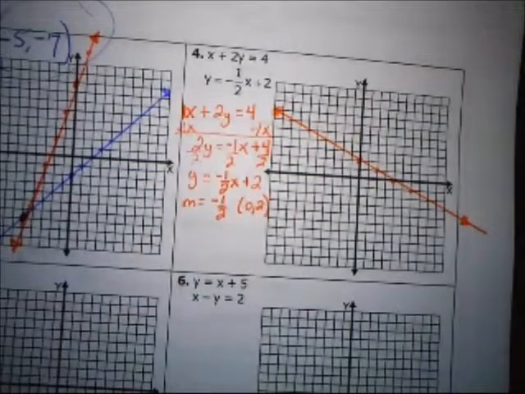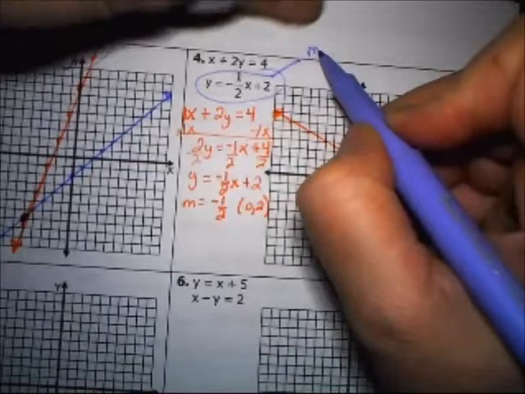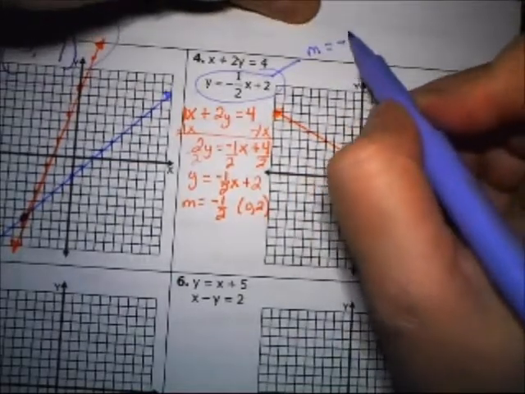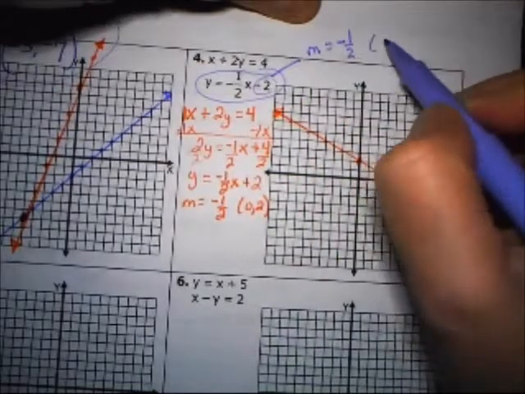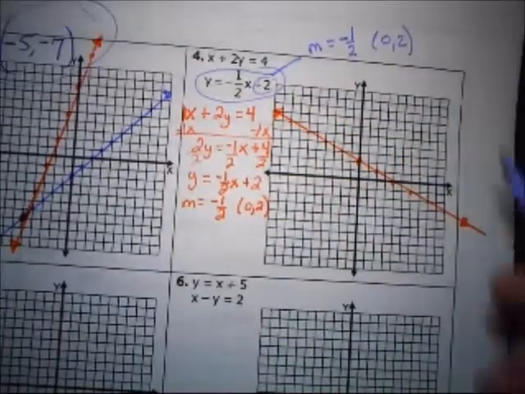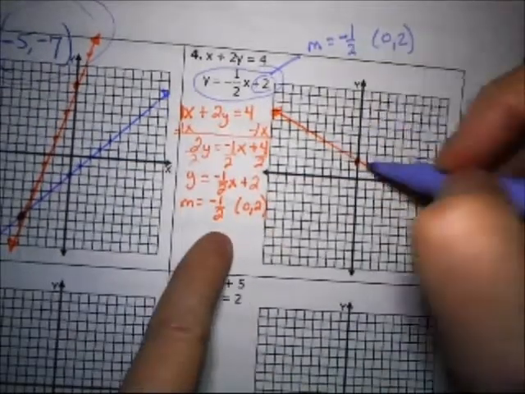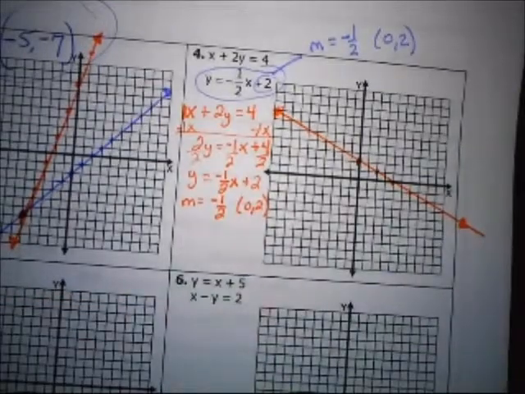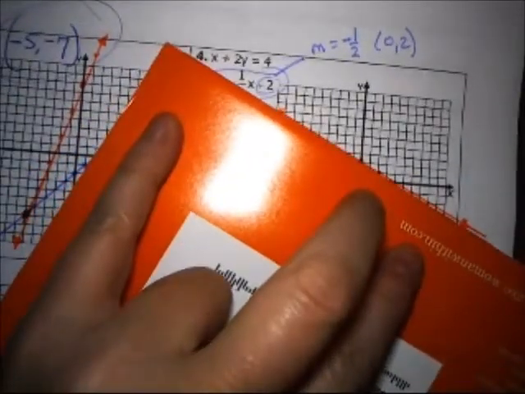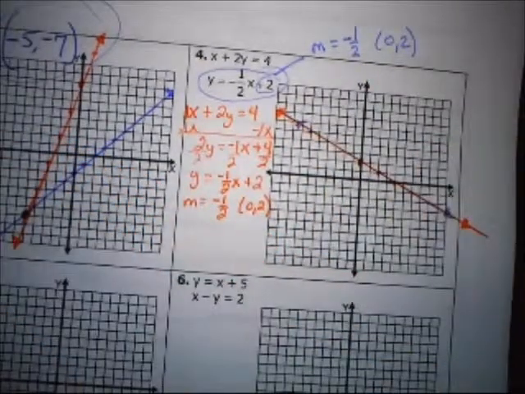The second equation is already written in the correct form, if you look at that. So my slope is negative 1/2, and this one starts at 0, positive 2. So 0, 2 is the same starting point as the other one, and the slope is identical. So my lines are on top of each other. Okay, they're right there on top of each other.